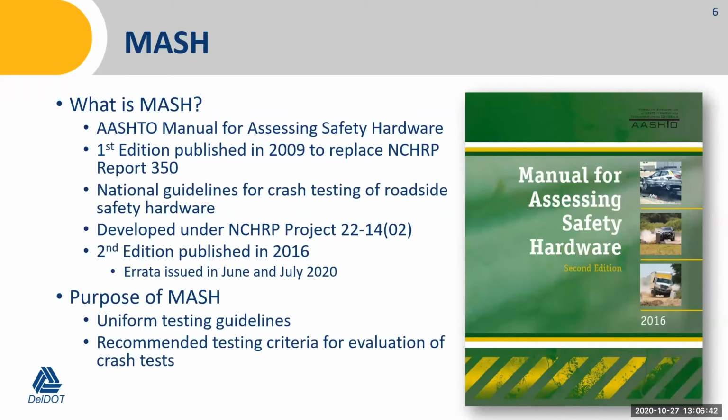That project set out to develop an update to NCHRP 350, as well as taking those updated guidelines and actually putting them into practice and testing different devices to see whether those existing devices would meet the MASH criteria, and to find out if the MASH criteria was useful or was going to completely change the world of roadside hardware. There was a second edition published in 2016, and I'll get into some of the differences between the original version of MASH and the new version, as well as an errata issued in June and July of 2020, clarifying some of the second edition.